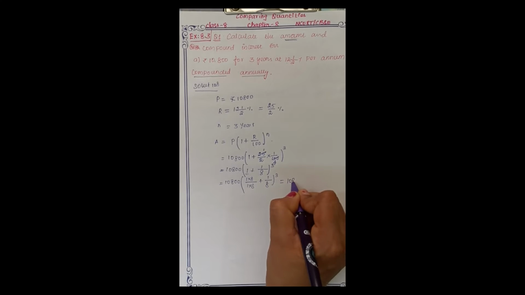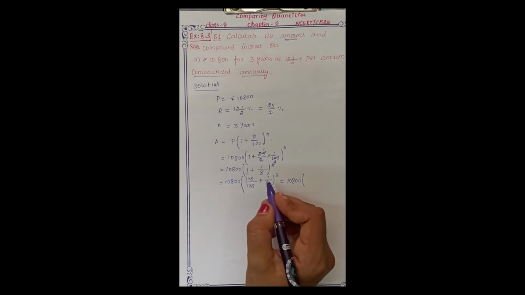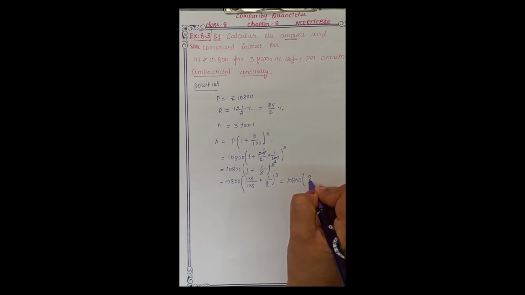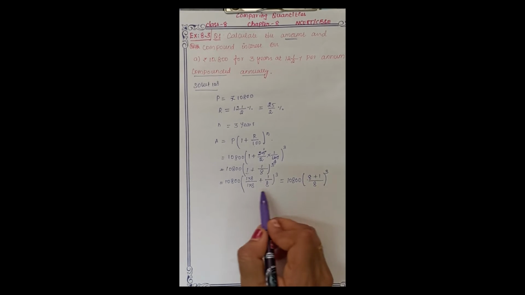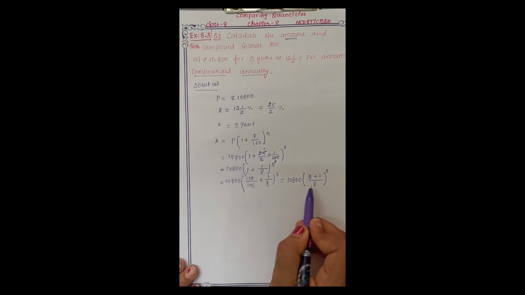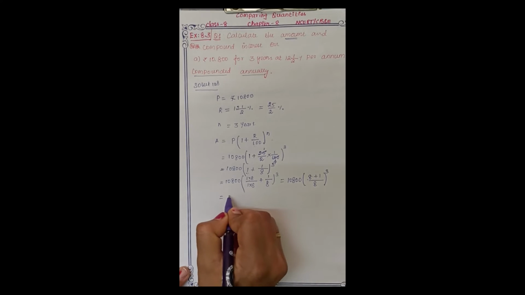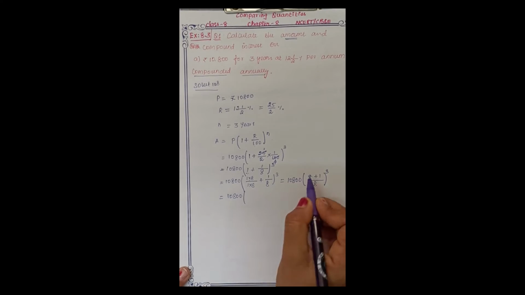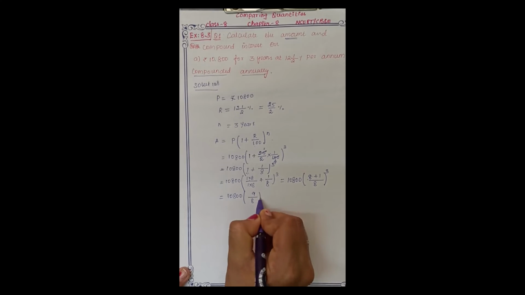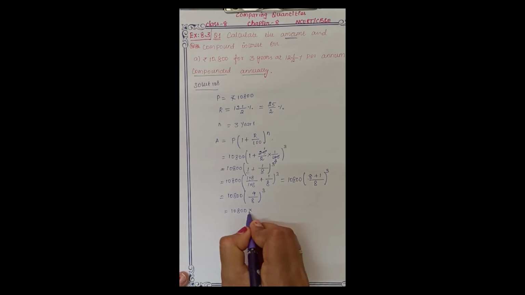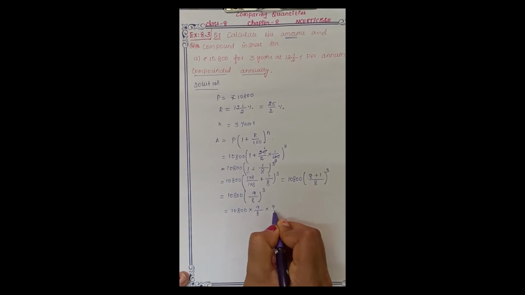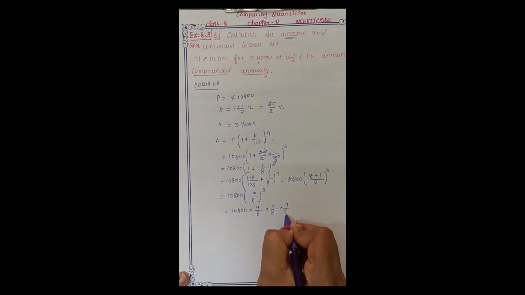This is equal to 10,800 into (8 plus 1 divided by 8) to the power 3. For the denominator we are taking 8 because the denominators are the same. 8 plus 1 is 9, so 9 divided by 8 to the power 3. So we need to write these terms 3 times: 9 by 8 into 9 by 8 into 9 by 8.